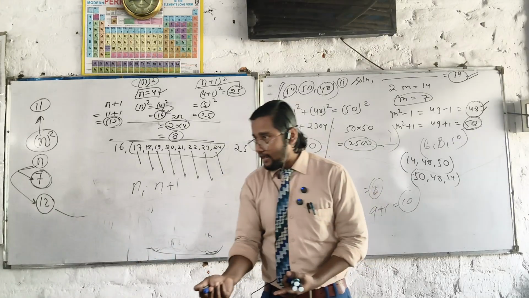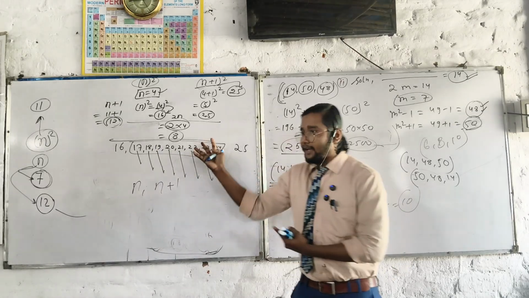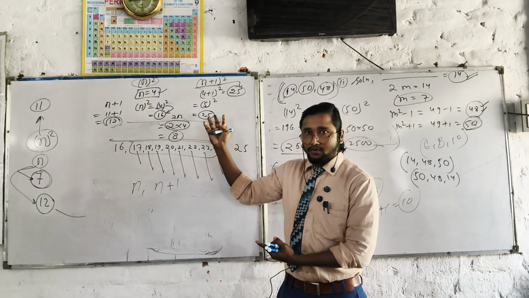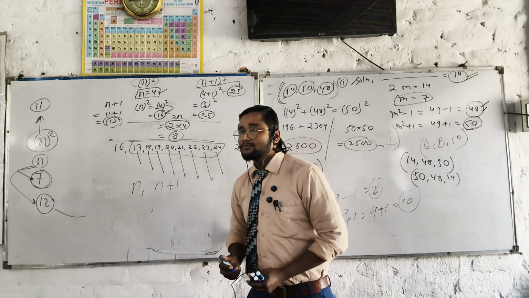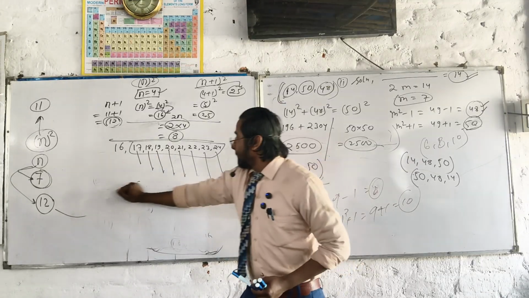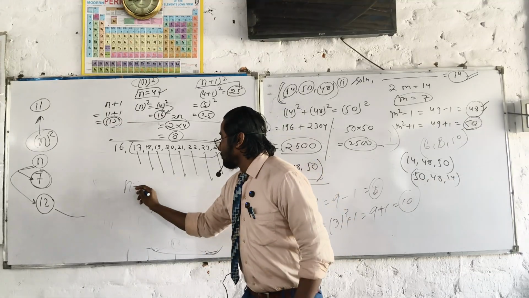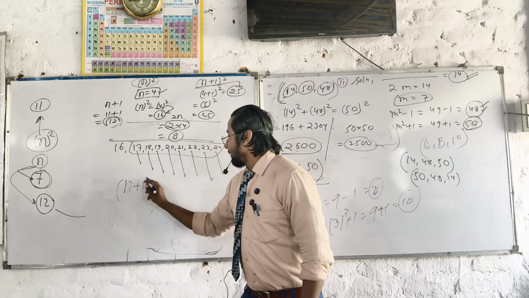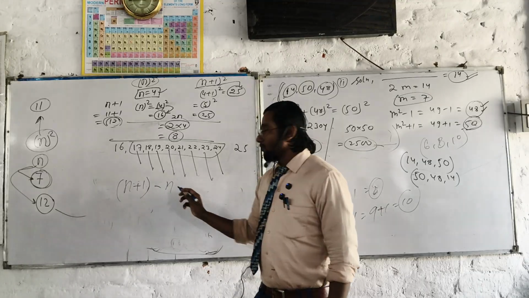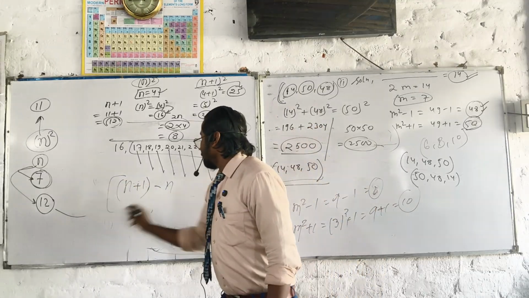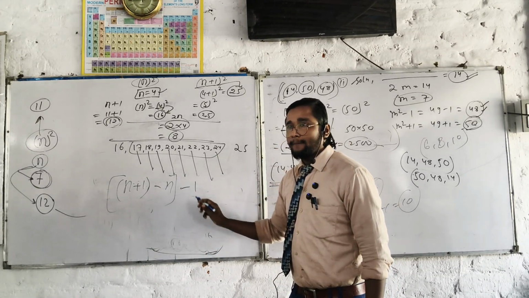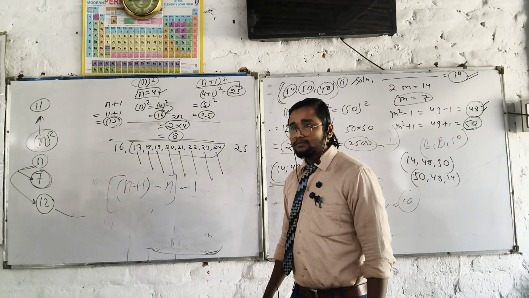Can you try the examples by yourself? Now you can check. The formula: (n plus 1) whole square, in a bracket, then minus n square, then minus 1. Which is also coming to that 8.